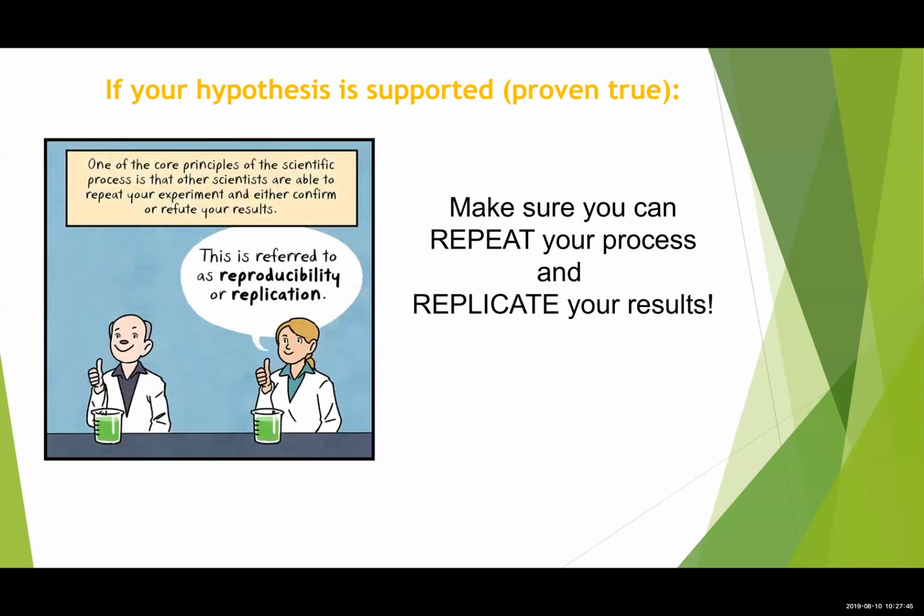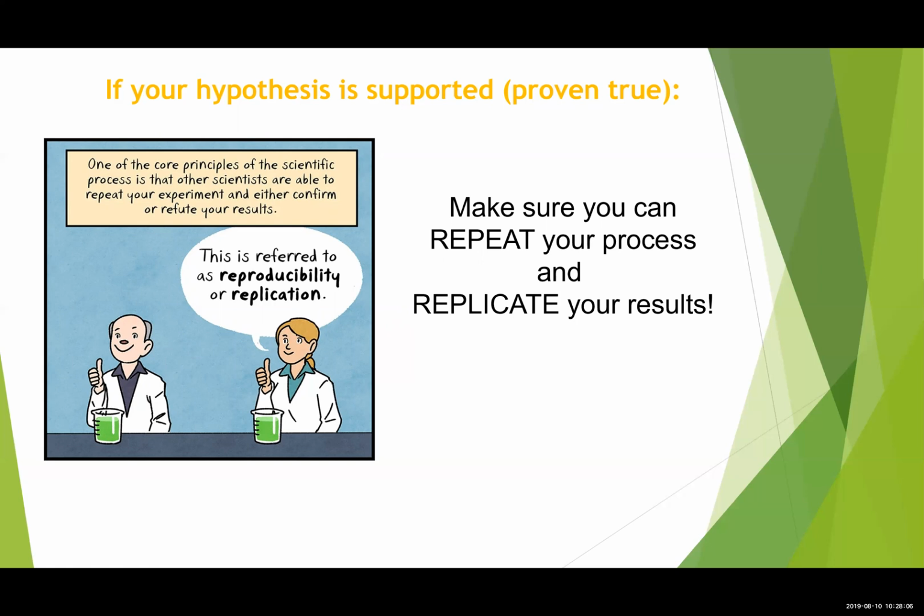One of the core principles of the scientific process is that other scientists are able to repeat your experiment and either confirm or refute your results. This is referred to as reproducibility or replication. This is important. If you only do it once and get a result and say, yes, absolutely, my hypothesis is correct, it's supported.